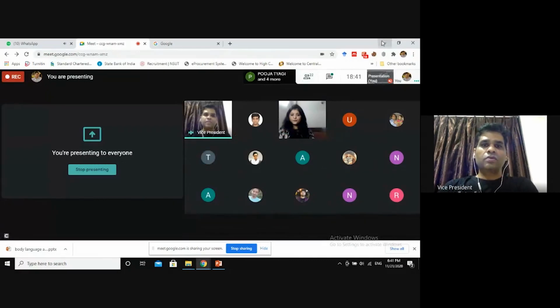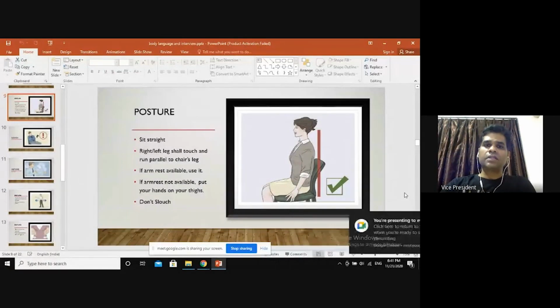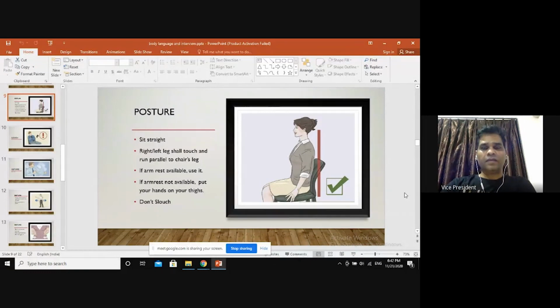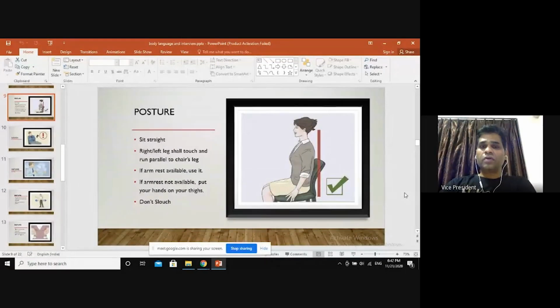Okay, so first of all, how your body will give you confidence. The major thing is how you sit on the chair. That is very, very important. The way you sit on the chair will define the way you will be able to perform in the interview. A couple of postures that are very much required: first of all, sit straight, don't slouch.